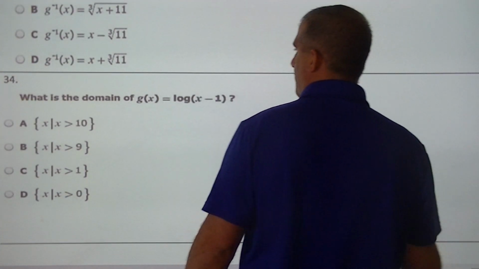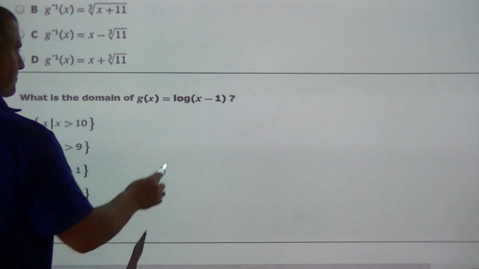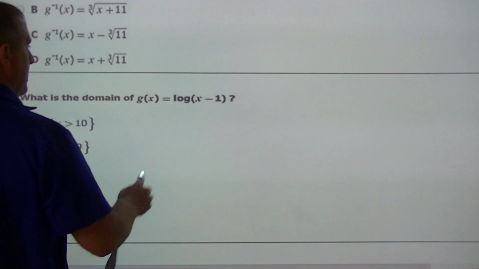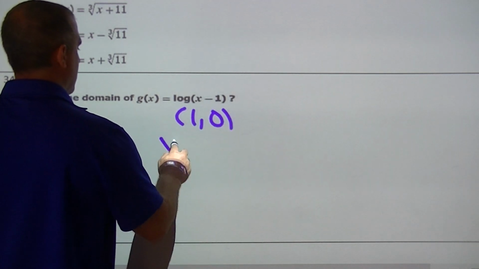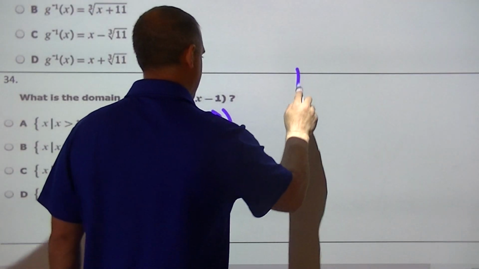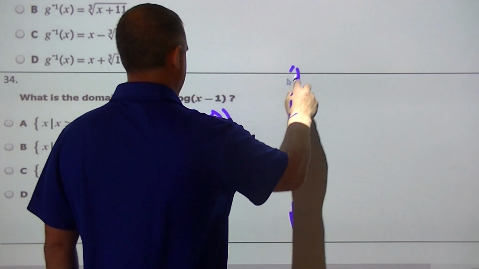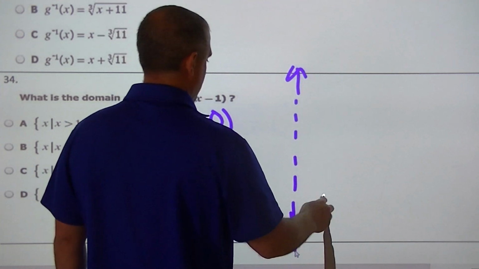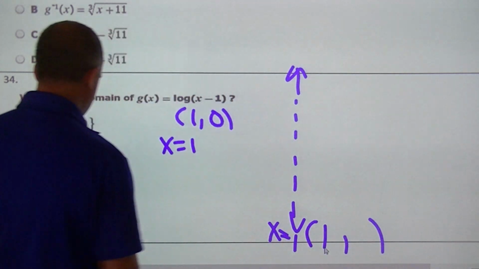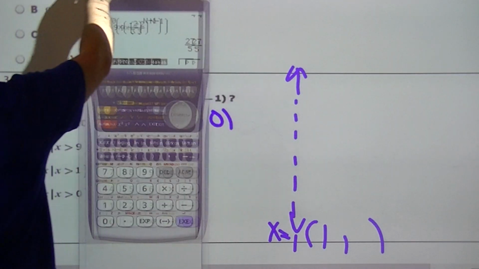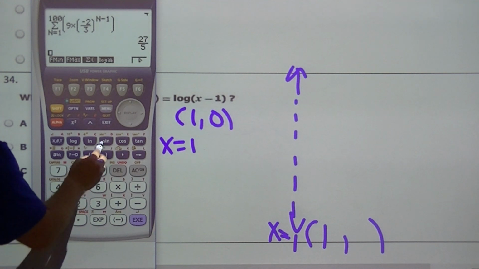32 is done. 33 is done. 34. What is the domain? Well, the idea here is that my anchor point is 1, 0, so my asymptote's at 1. All right, this would be x equals 1. So when I make that little thing, this will be 1. If you want to graph it so you can see what it looked like.